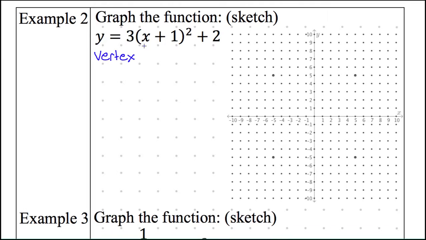Is there a quiet raised hand over here? Oh yeah, Leo. It's negative 1 and 2. Oh, Leo got it. Negative 1 and 2.